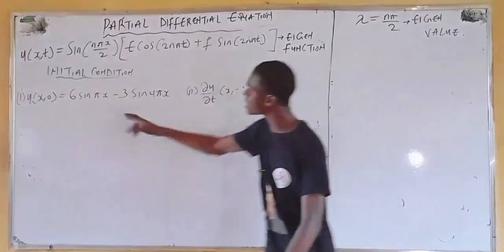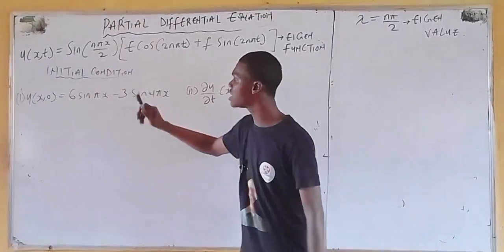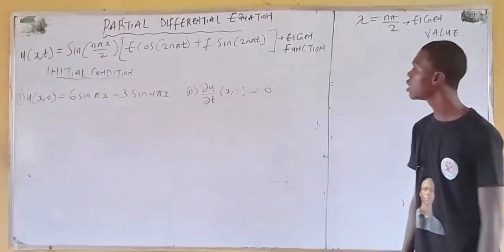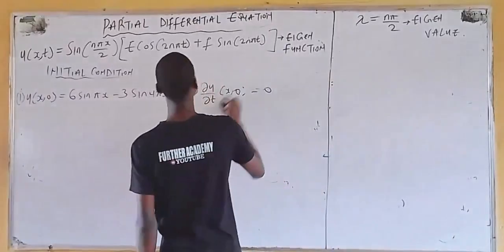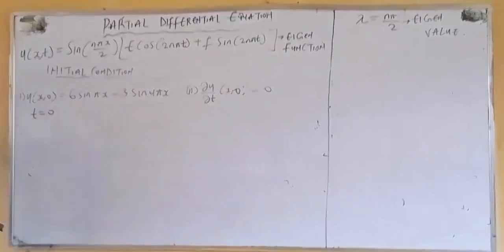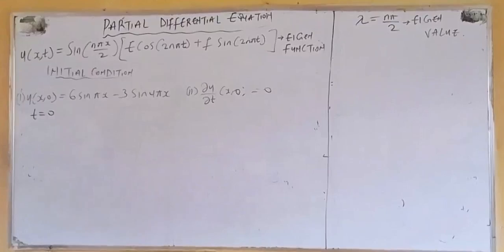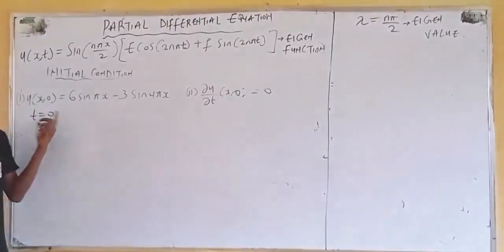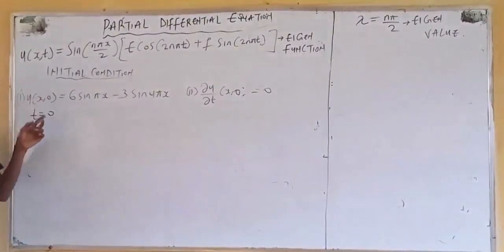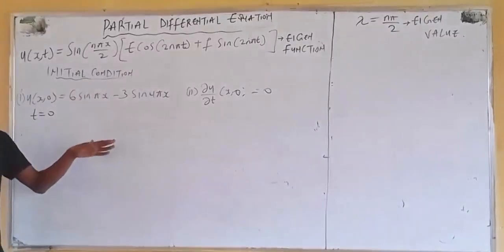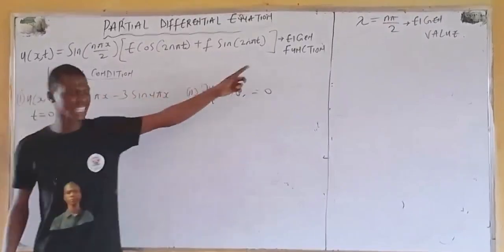We are applying this initial condition. I'm having my first initial condition as this, and I'm having my second initial condition as this. So the interpretation of this initial condition is that t equals 0, right? Just like the way we did for boundary condition. For the first one, we substituted s equals 0, then we equated it to 0. But in this case now, we are giving t equals 0, meaning substitute your initial condition into your eigenfunction.